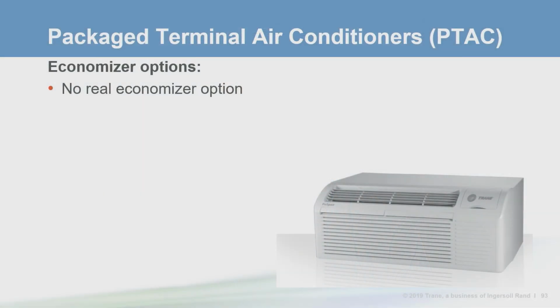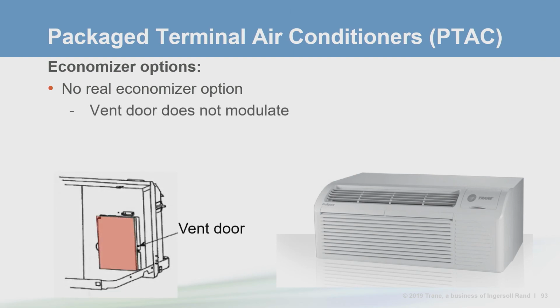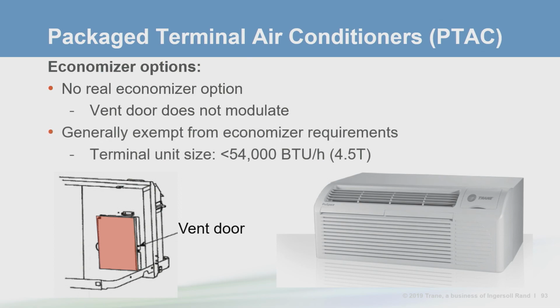The final terminal system that we'll discuss today is the common packaged terminal air conditioner, or PTAC for short. These units are typically used in hotel rooms or other single-room dwelling units. PTAC units don't really have an economizer option. They do, however, include a small, non-modulating vent door. In fan-only mode, I suppose the unit could provide some level of economizing capability, but the capacity certainly can't be controlled, a requirement for codes and standards. However, PTAC units will generally be exempt from economizer requirements. That's because their size will generally fall well under the 54,000 BTU per hour threshold.